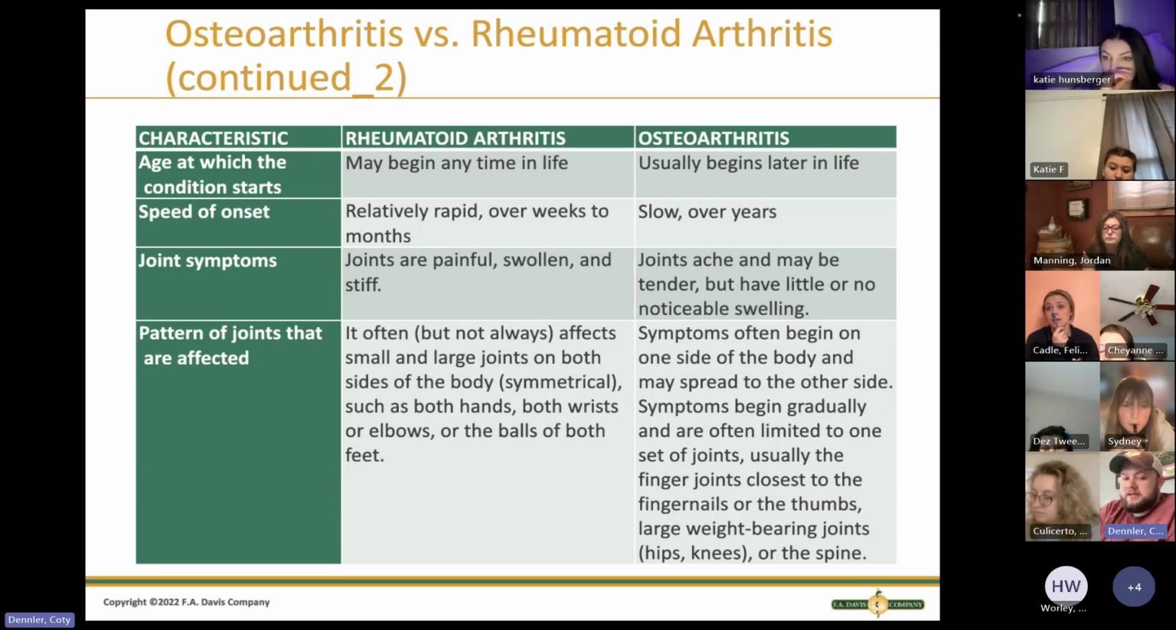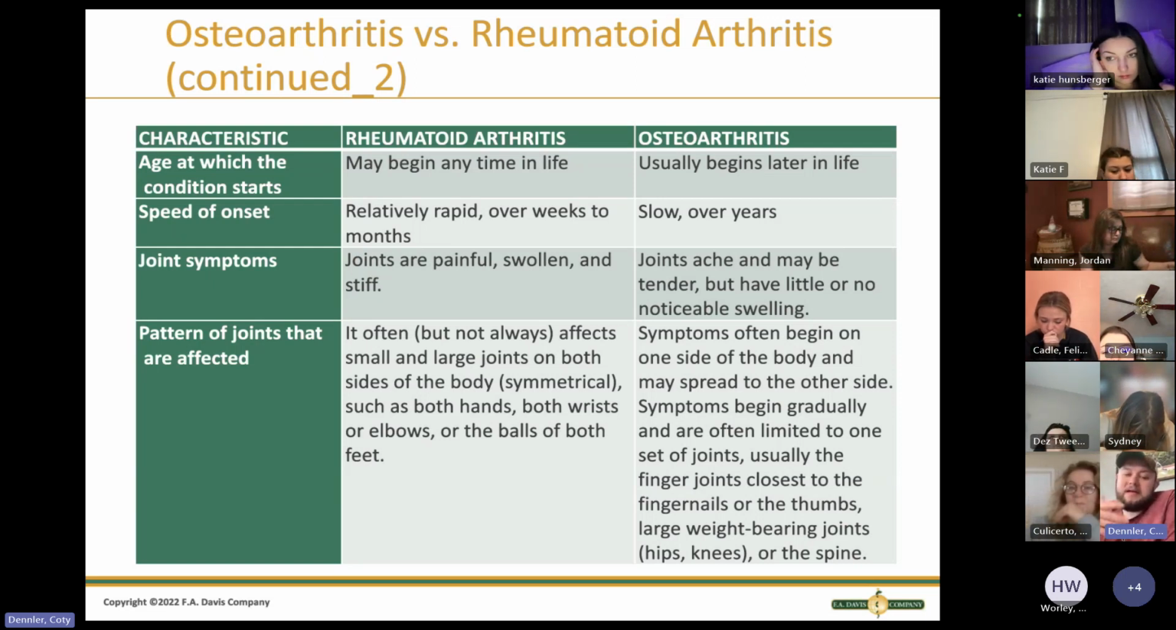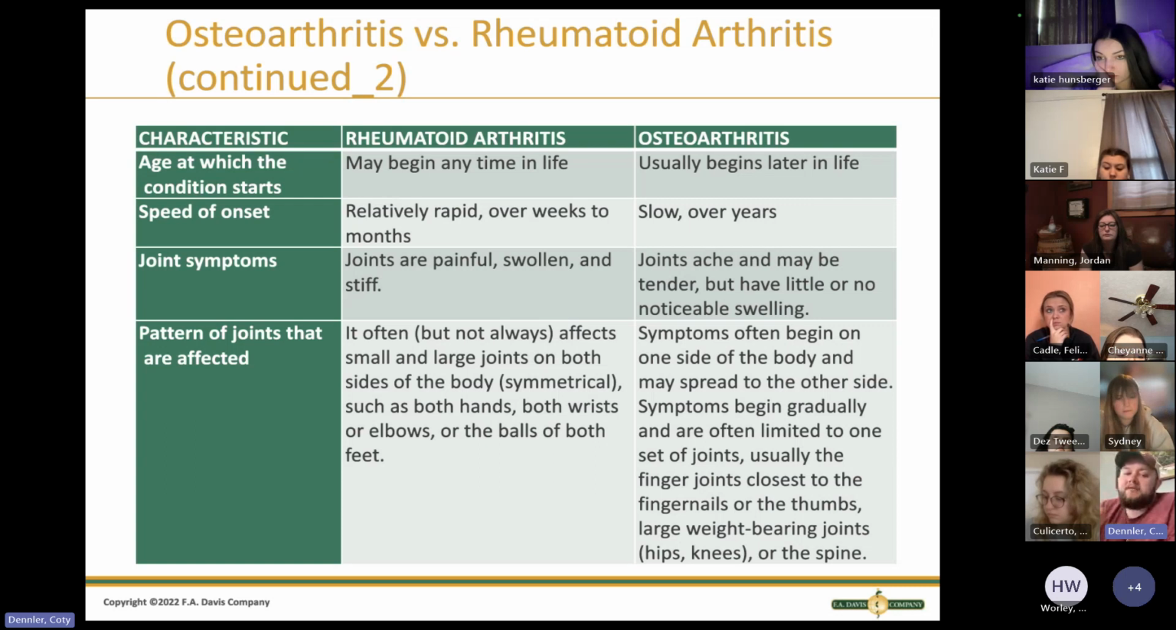All right, so the patterns that you see, it's not often, or it's often, but not always. It affects all joints that are in the body. It doesn't matter if they're small, large, or whatever. It doesn't discriminate. It's going to affect whatever joint it wants to, but it's symmetrical. So you'll see it in the same joint on both hands or both wrists or elbows or the balls of both of their feet, wherever it may be. Like it's going to affect the same joint on both sides. Not always, but very often it does that.